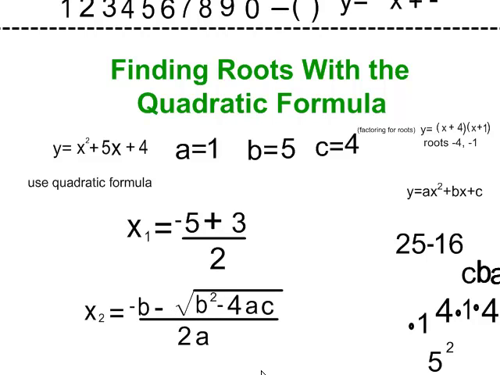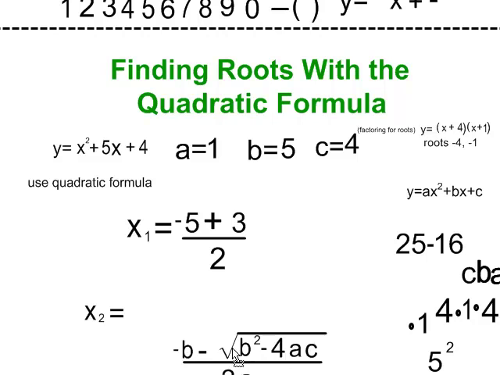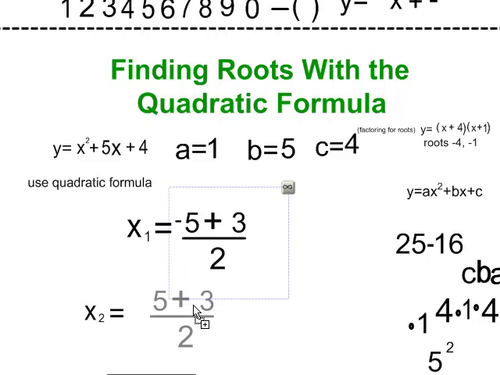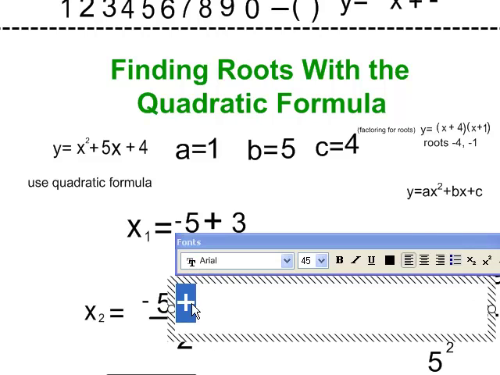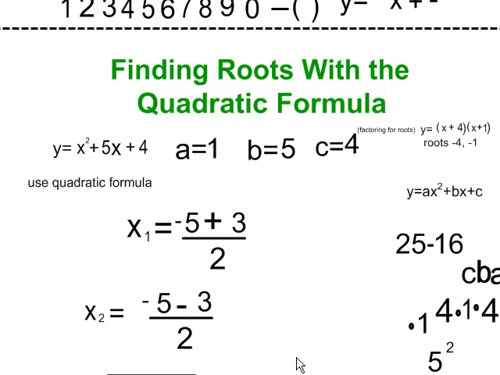And so if I've preserved all my numbers, I just have to take this part away and change this a little bit from a plus to a minus, and now I'm all ready to calculate my second root. So there you go. That's how you use the quadratic formula.